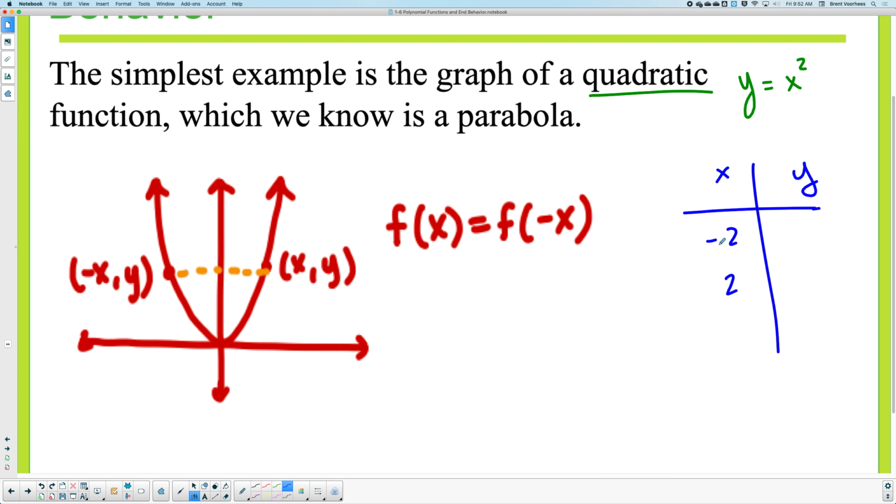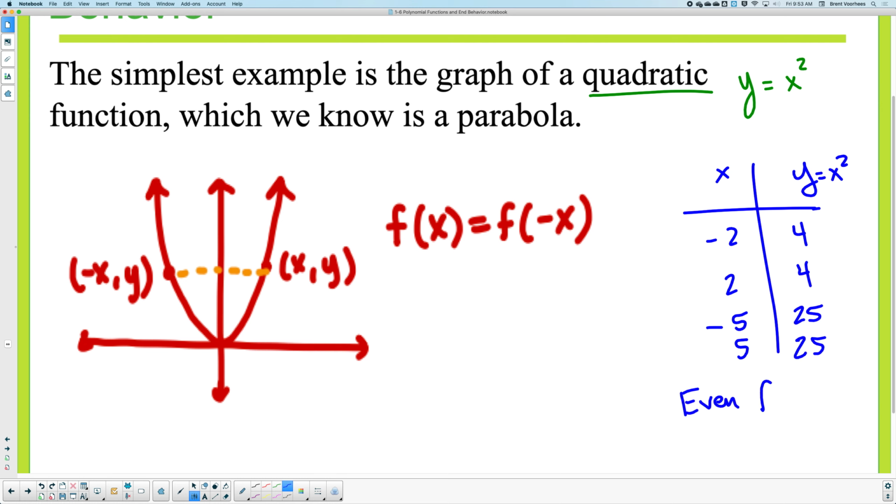So let's take negative 2 and plug it into the equation. This is y equals x squared. What is negative 2 squared? Negative 2 times negative 2. Positive 4. What is 2 times 2? 4. Notice, are they the same numbers? Yeah. And this would be true for any number you pick. If you would have chosen an x value of, let's say, negative 5 and positive 5. What is negative 5 squared? 25. What is 5 squared? 25.